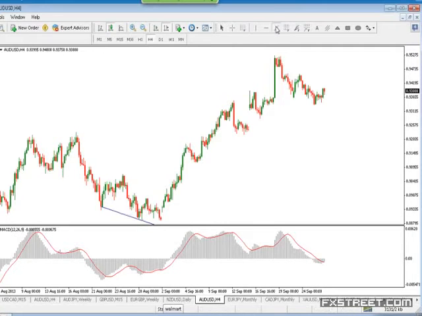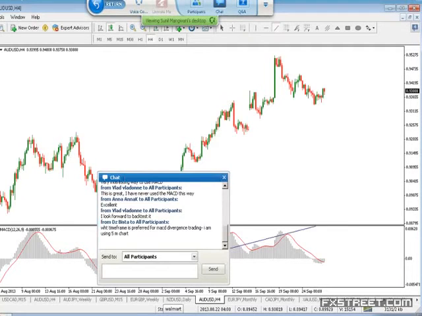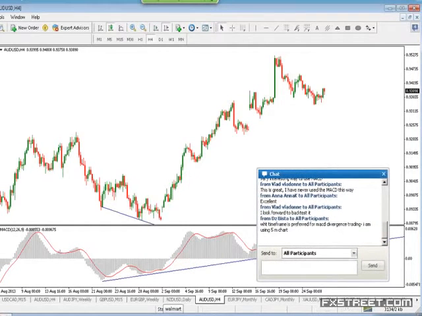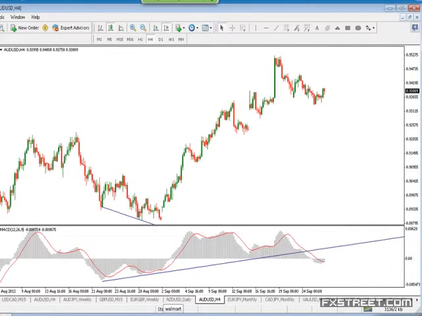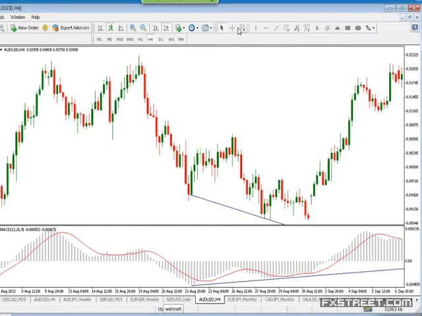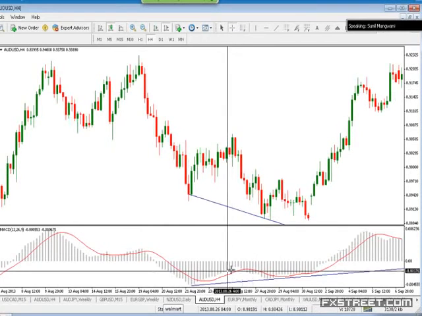I can see price making lower lows. Your histogram is making higher lows, which is a classical divergence. You can base your entries of your divergence on this one. So let's just zoom this inside. What is the shortest histogram bar? This is the shortest histogram bar.